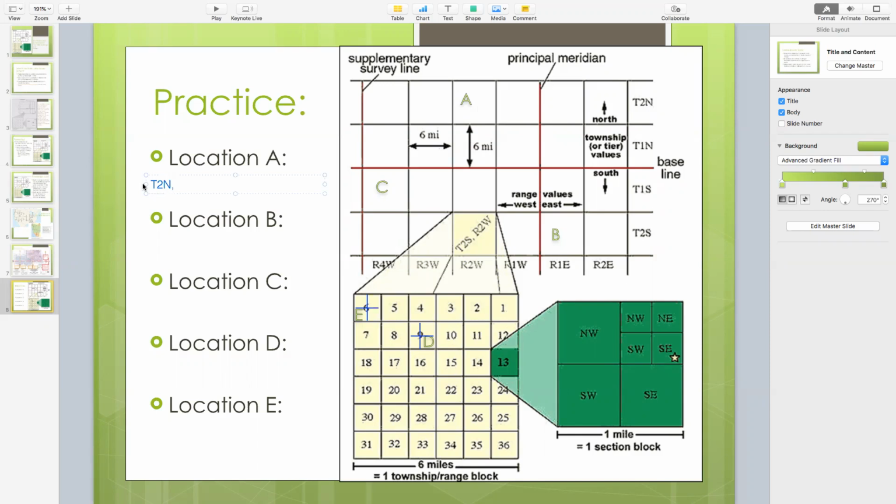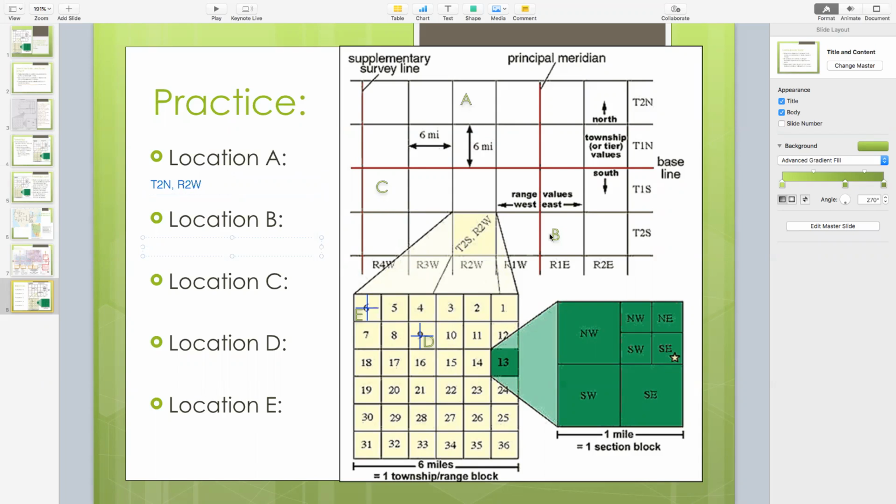Next, I need to find where my principal meridian is, and it's right here highlighted in red. And so A is located 1, 2. So I would say Range 2, and we went west. So A is located in Township 2 North, Range 2 West.